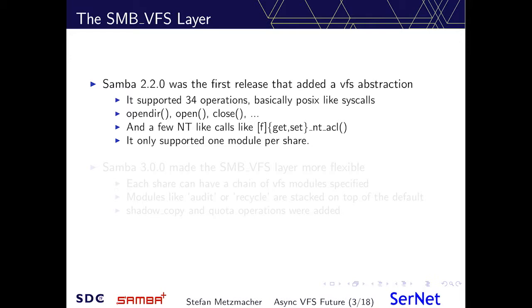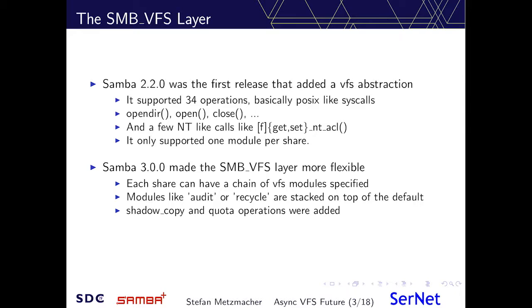So in Samba 2.2, we first released a VFS abstraction. It just had 34 operations, basically POSIX-like syscalls: open, opendir, close, and all sorts of things. And a few NT-like calls to get the NT ACLs and set the ACLs. And these were only supported with one module per share, so there was no stacking at all.